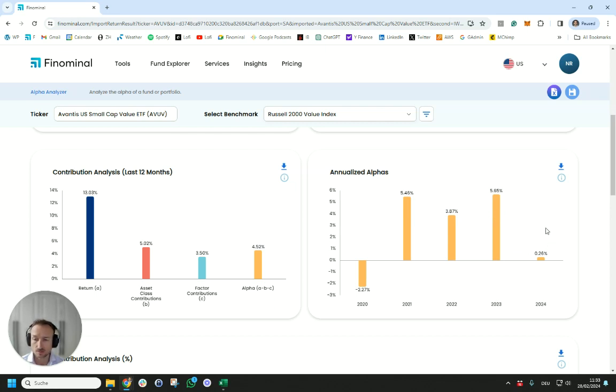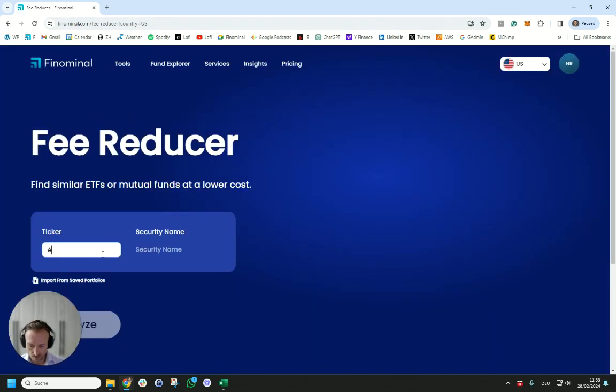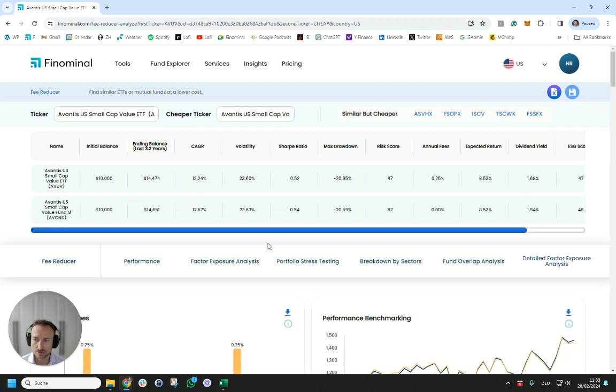Now, in case you like the product but do want to see if there's a cheaper version of it, we can go to our fee reducer tool. That throws up similar ETFs or mutual funds based on factor exposures. In this case, we're a little bit cheating, because there is an Avantis small cap fund that is a proxy for the ETF, but that's not really what we're looking for. You can also see the next five ETFs or funds that are similar but cheaper. In this case, there's also an American Century Small Cap Value Fund. American Century is the parent of Avantis, so it's likely a very similar investment process. So we're going to ignore that one.